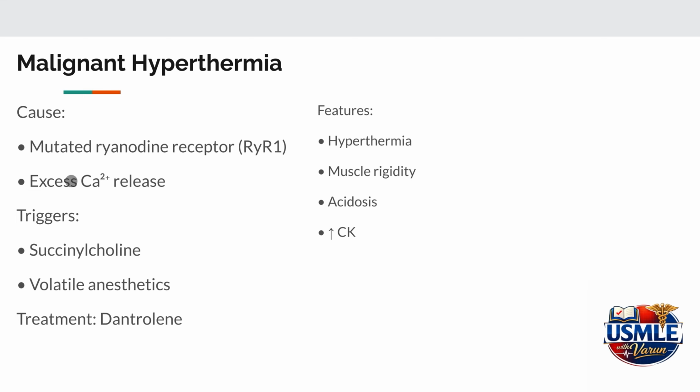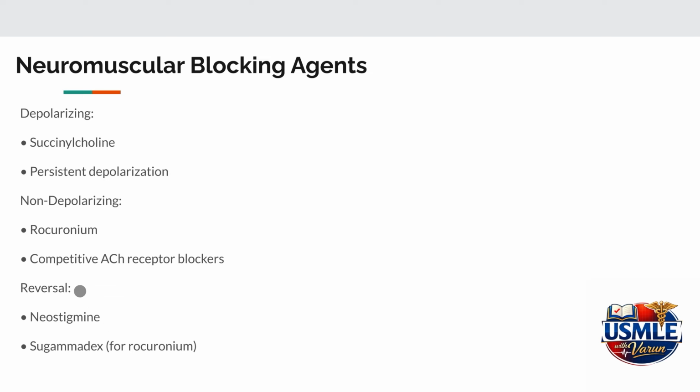Malignant hyperthermia is a genetic disorder caused by mutation of the ryanodine receptor in the skeletal muscle. When susceptible individuals are exposed to triggering events such as succinylcholine or volatile anesthetics, excessive calcium is released from the sarcoplasmic reticulum. This leads to sustained muscle contraction, with increased metabolic activity, hyperthermia, and severe acidosis. The treatment for malignant hyperthermia is dantrolene, which inhibits calcium release from the sarcoplasmic reticulum.